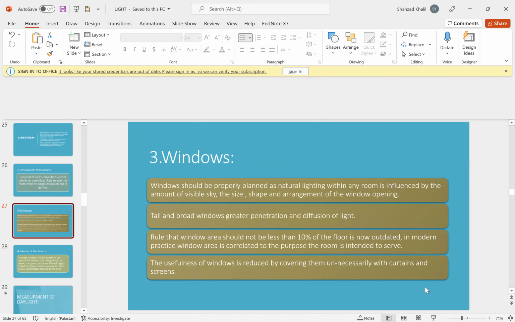Number three is windows. Windows should be properly planned, as natural lighting within any room is influenced by the amount of visible sky, the size, shape, and arrangement of the window opening. Tall and broad windows give greater penetration and diffusion of light. The rule that window area should not be less than 10% of the floor is now outdated. In modern practice, window area is correlated to the purpose the room is intended to serve. The usefulness of windows is reduced by covering them unnecessarily with curtains and screens.